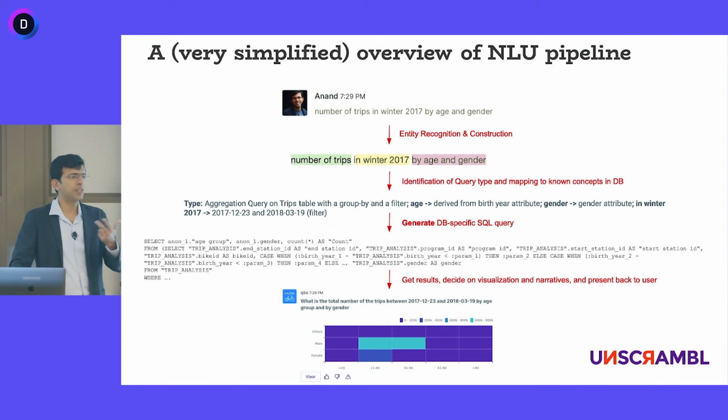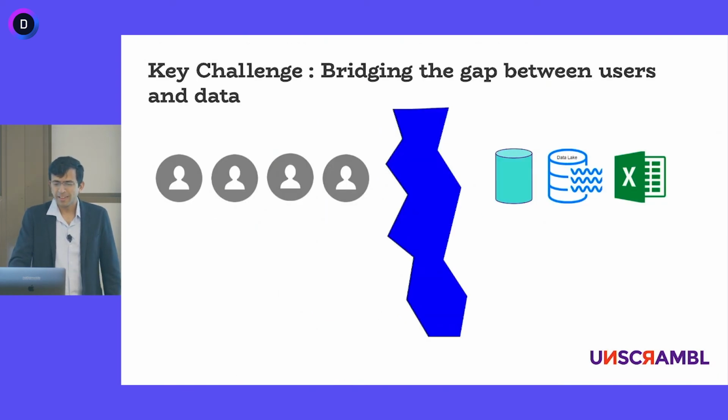So the term Austin is totally dependent on the data behind the scenes, right? That's something we had to spend our time figuring out how to make work. A key challenge that we face is bridging the gap between users and data, and that's where the semantic model comes in.